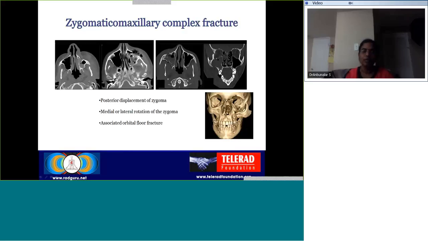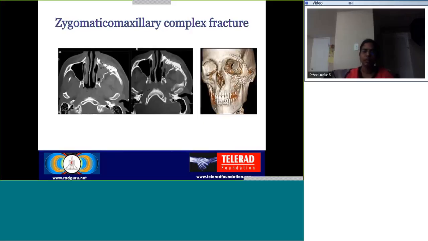If the zygoma fractured site has the small maxillary antrum, then the zygoma has undergone posterior displacement and it is medially rotated. If the maxillary sinus antrum is wider, as in this case, in comparison with the opposite side, this is lateral rotation of the zygoma. And most of the time it is associated with the orbital floor fracture. Here this 3D volume rendered image is clearly showing the laterally displaced zygoma.